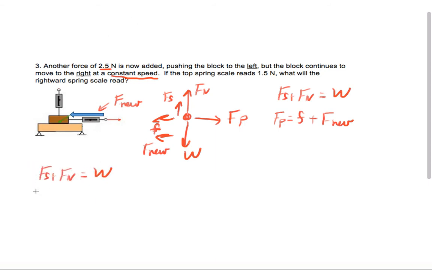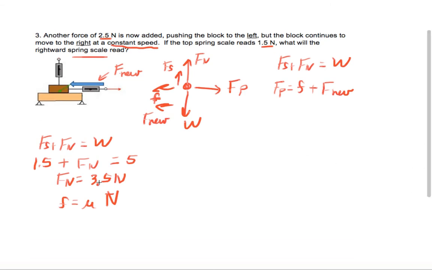So I know that 1.5 plus the normal force, the 1.5 comes from here, equals my weight, which we got as 5 newtons from before. So my normal force is 3.5 newtons. Now we want to know what this right spring scale is going to read. So I know that friction is mu times the normal force. And from my previous problem, I know that mu is 0.4. So friction is 0.4 times 3.5.